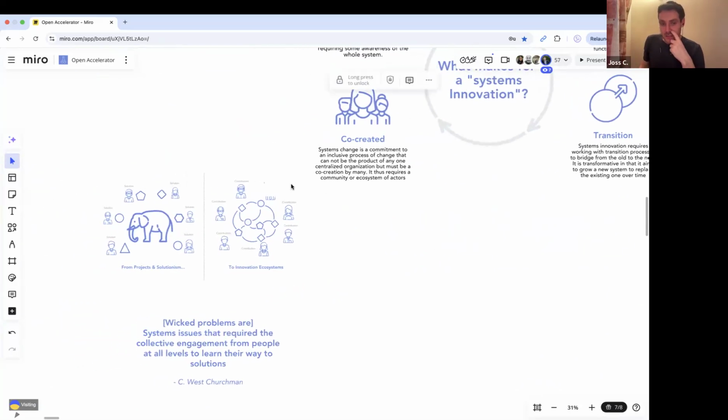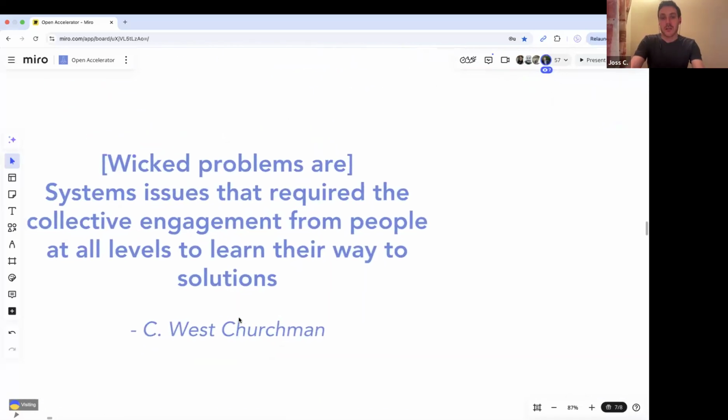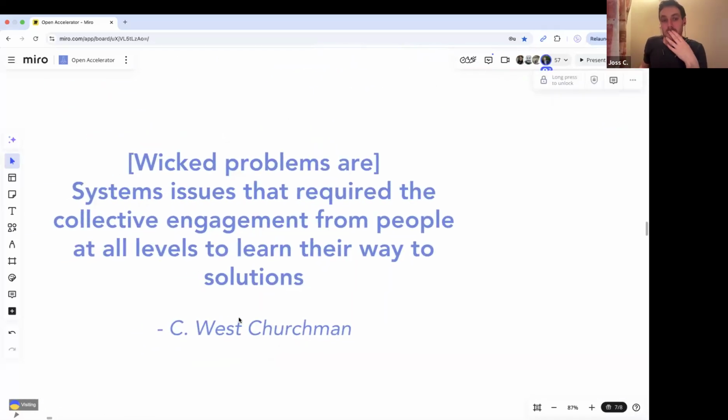And ultimately about ecosystem building, that, well, Mr. Churchman down here says it. Wicked problems are systems issues that require the collective engagement from people at all levels to learn their way to solutions. It's saying this can't be the way we solved problems in the past.